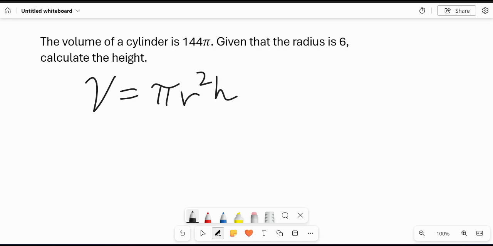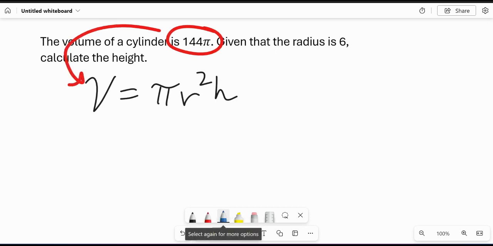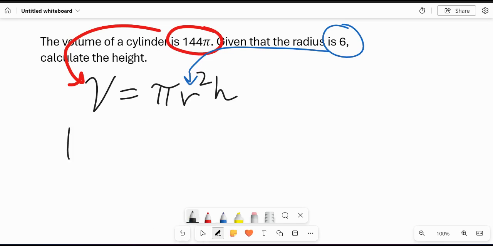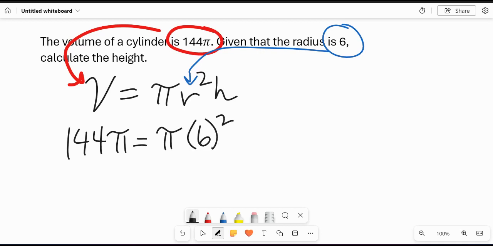And then we plug in the appropriate information. So we have the volume is 144 pi. That's going to go in there. And the radius is 6. So that's going to go in there. So we have 144 pi equals pi times 6 squared h.